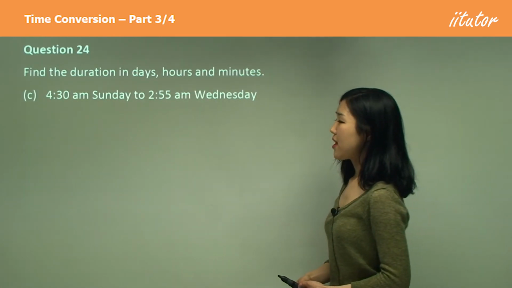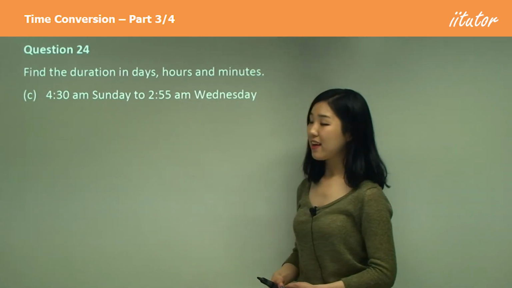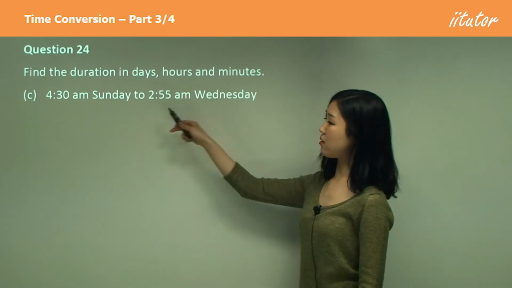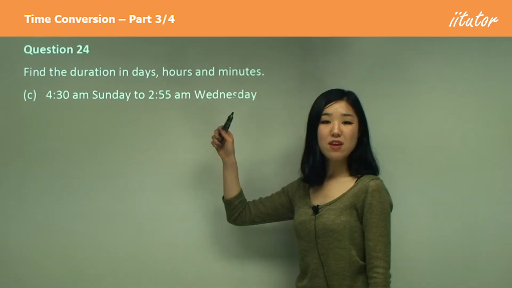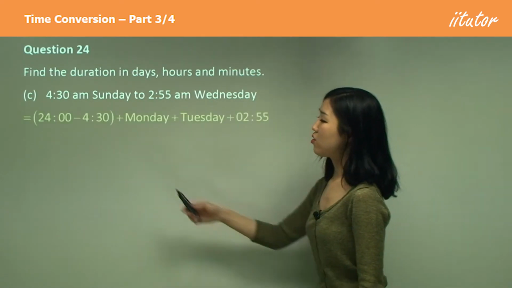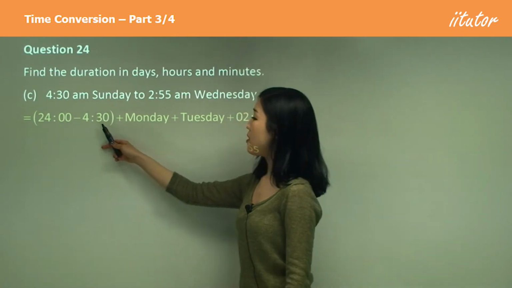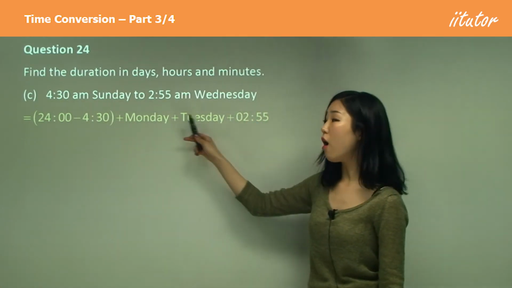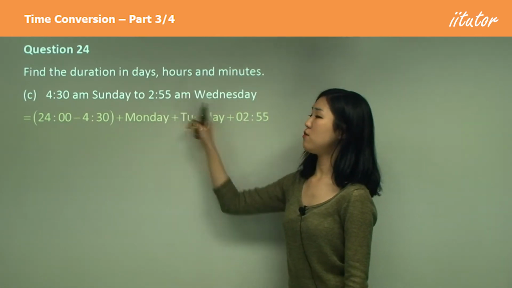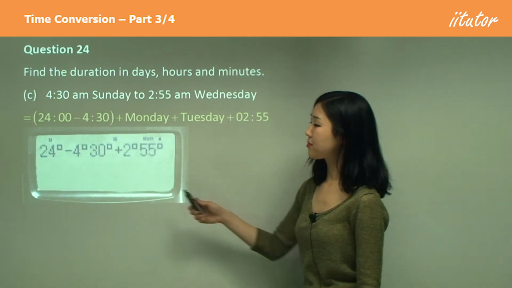C, 4:30 a.m. Sunday to 2:55 a.m. Wednesday. Now this one's a little bit different. We do the same kind of thing, but see how the time difference, Sunday to Wednesday, we've got a lot of days in between that. So what I'm going to say is 24 hours minus the 4:30 again as usual. But then we also have a whole Monday and a whole Tuesday in between. And then we add on the 2:55 a.m. for the Wednesday.